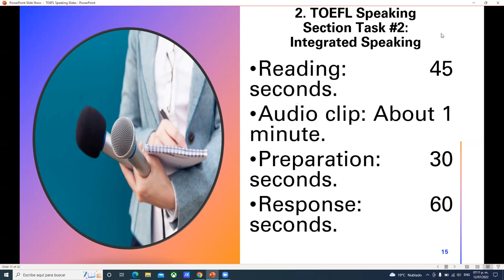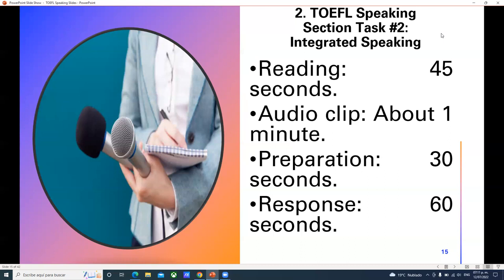So finally, here you have the timing. That is to say, how much time you will have to perform every specific task. For reading the passage you receive first, you're going to have 45 seconds.